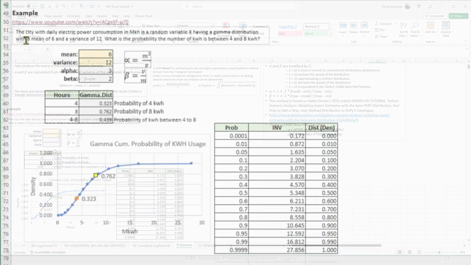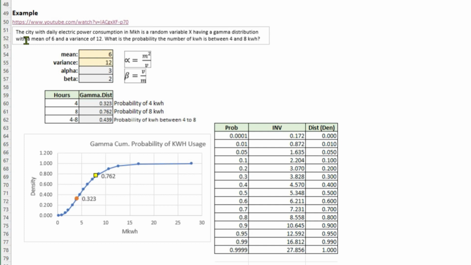The city with daily electric power consumption in million kilowatt hours is a random variable x having a gamma distribution with the mean of 6 and a variance of 12. And we want to know what is the probability that the number of kilowatt hours is between 4 and 8 kilowatt hours. So I've input 6 and 12 as the mean and variance of what we were able to observe and calculated the alpha and beta.